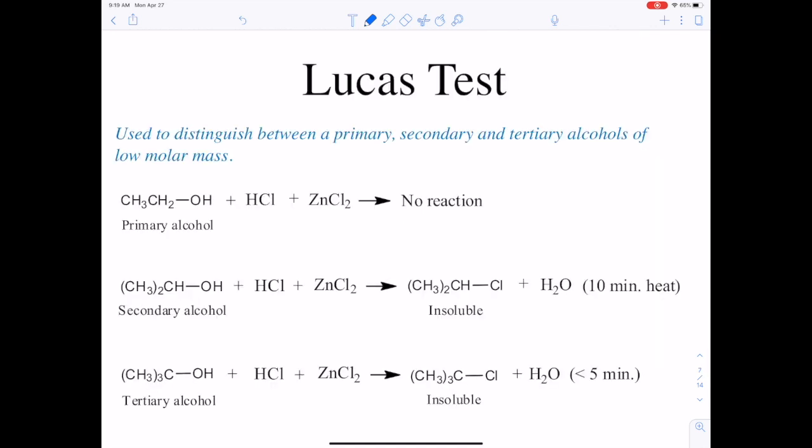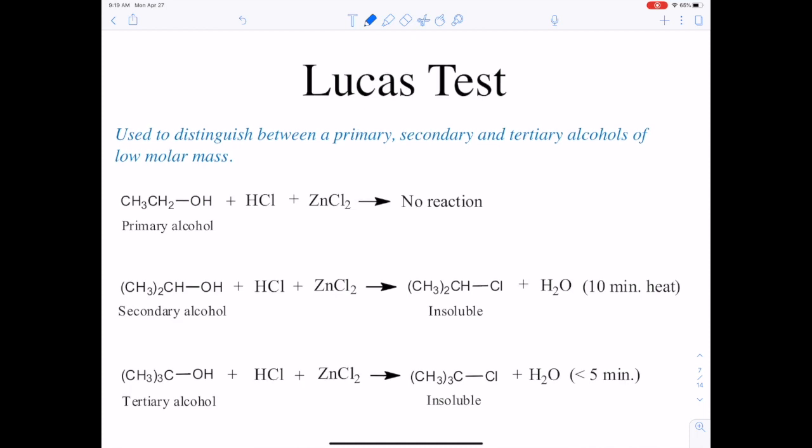So the goal of this experiment is to have some alcohols that are unknowns, and we're going to do a series of tests that examine the chemical properties of these alcohols. And we're going to find that primary, secondary, and tertiary alcohols and phenols react differently to these tests that we have available to us. And that will allow us to do the identification of our unknowns. So the first one I want to talk about is the Lucas test.